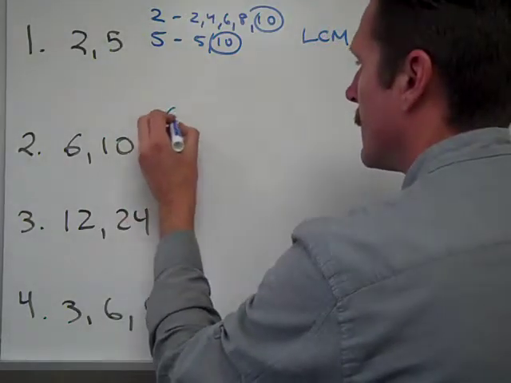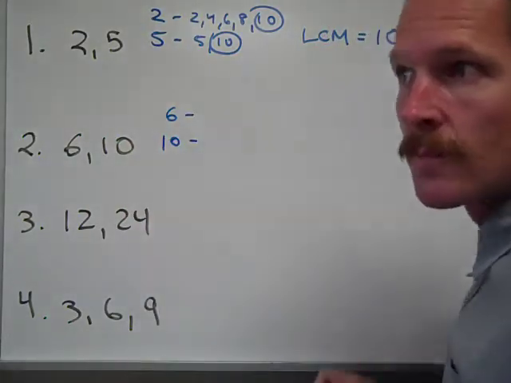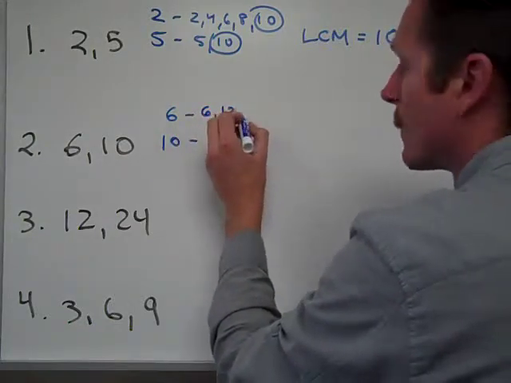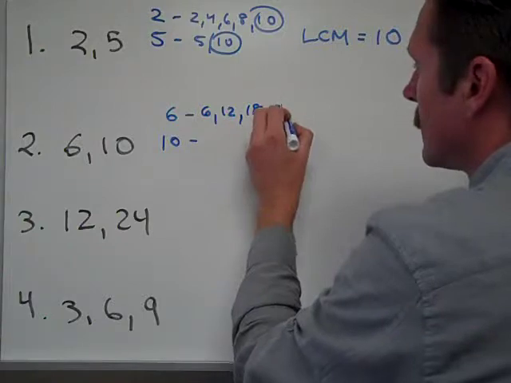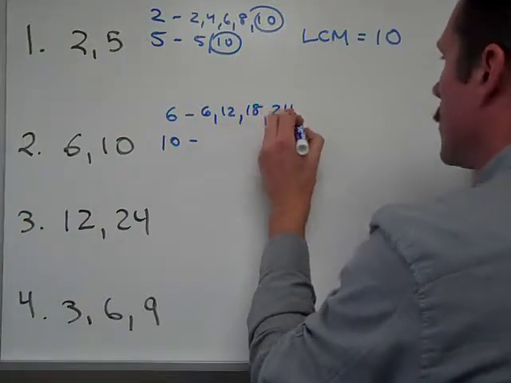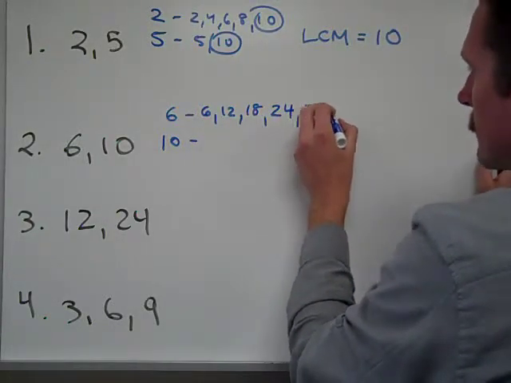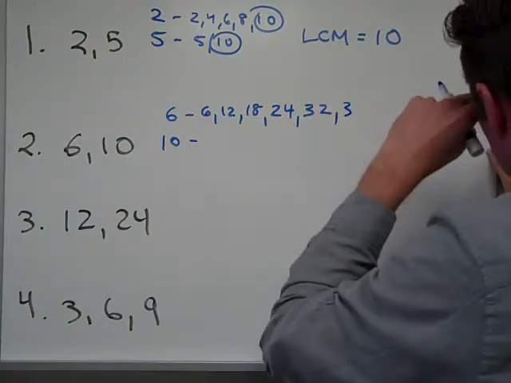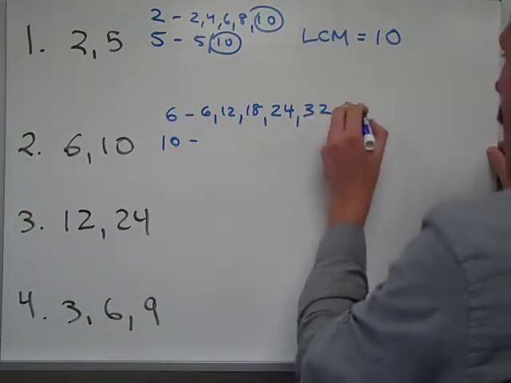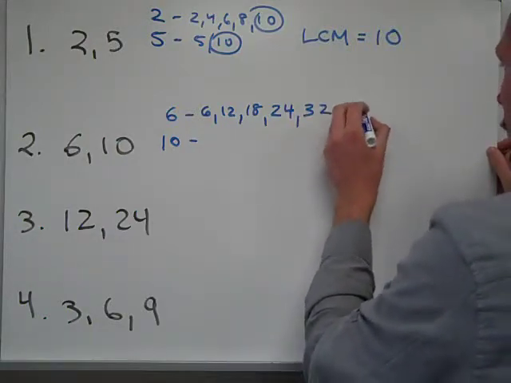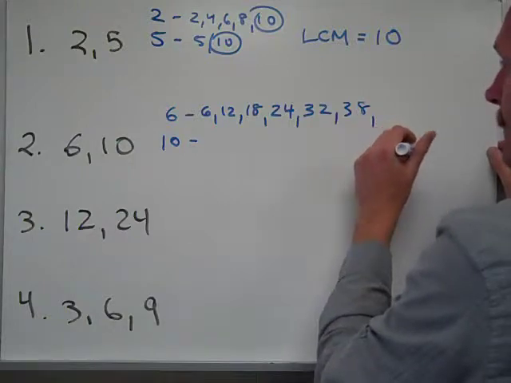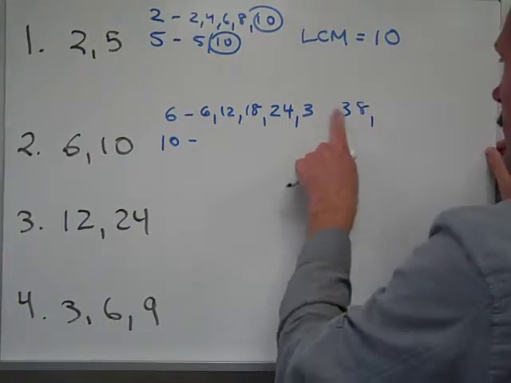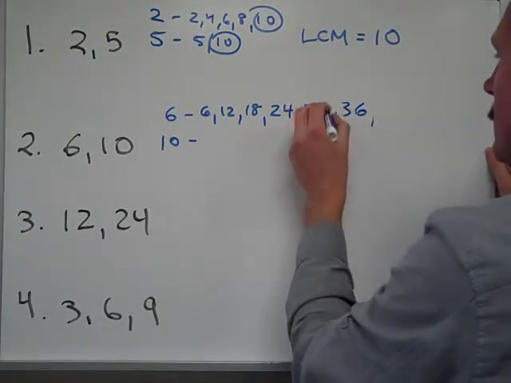6 and 10. This one would be a little bit more difficult. So you're going to have 6, 12, 18, 24, 32, 38. What else do we have? Wait, did I do this wrong? I did this wrong. I'm like, this isn't right. It's 36. This is 30.